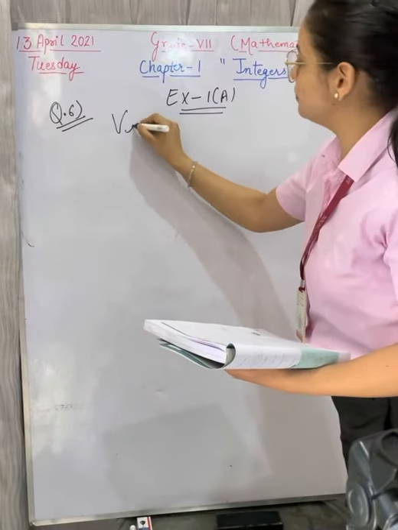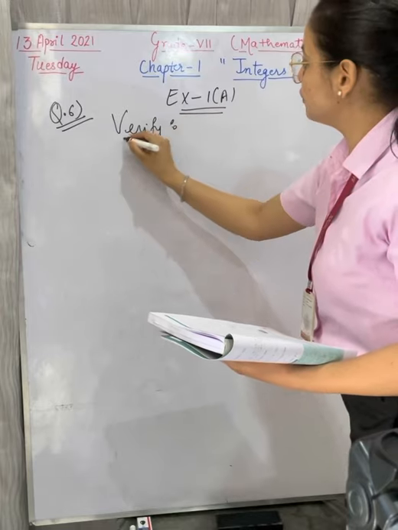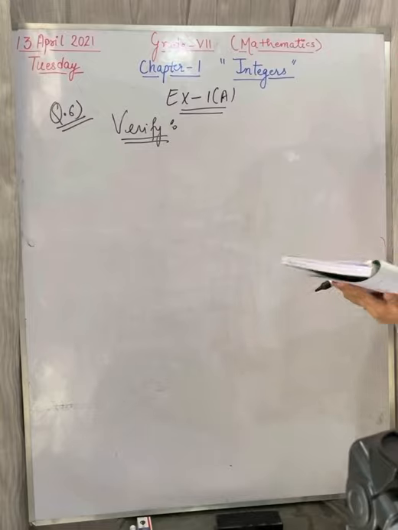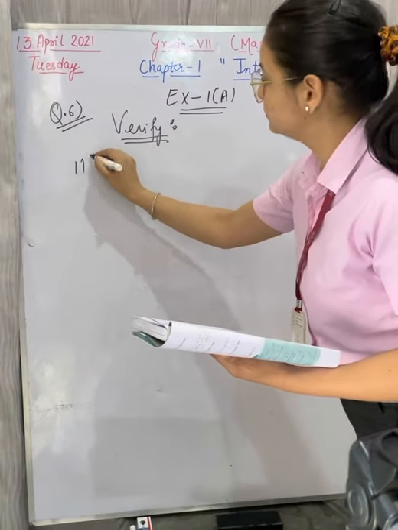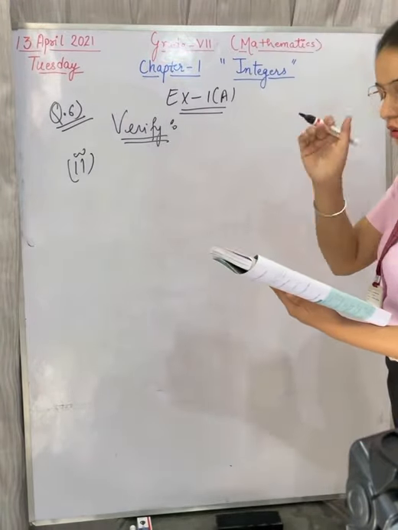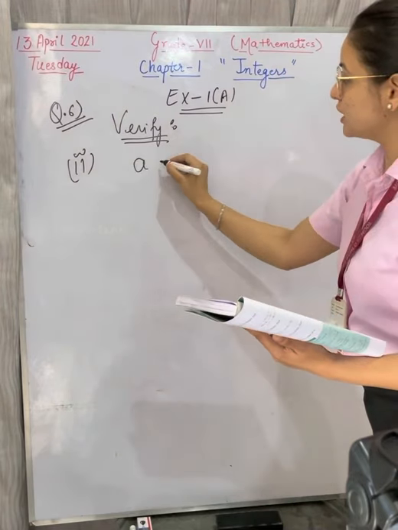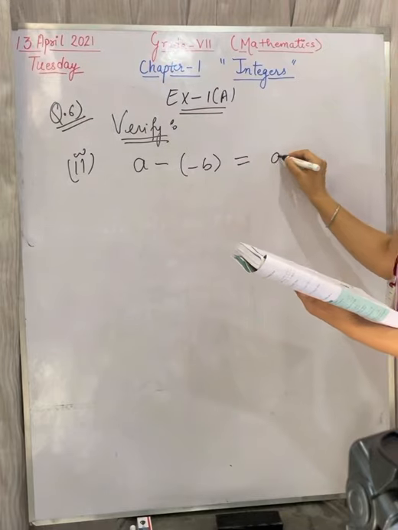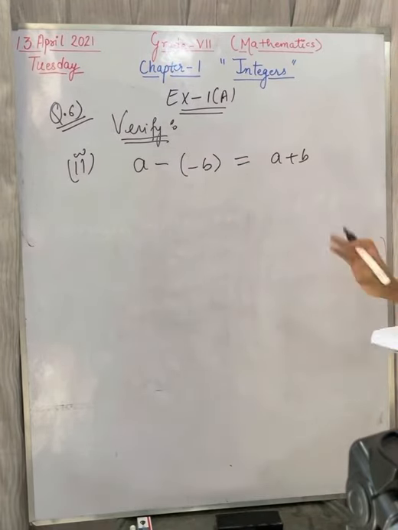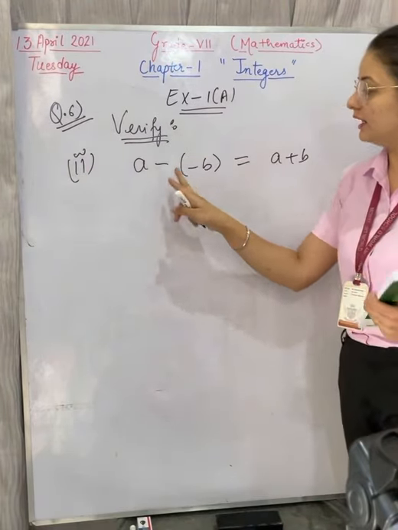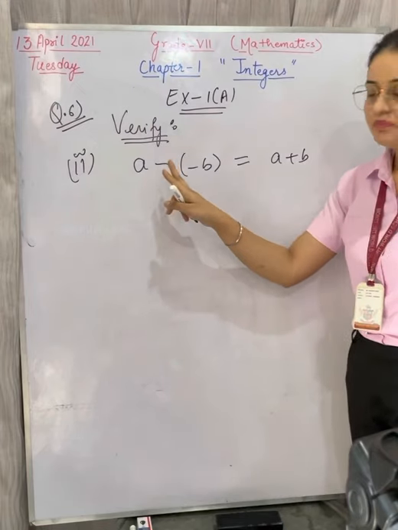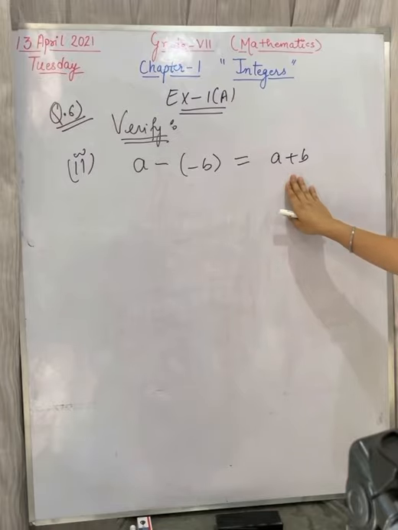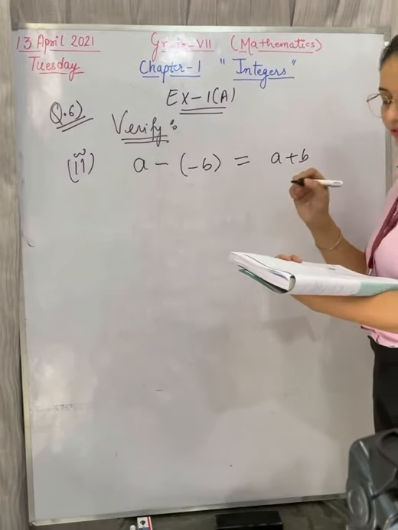The 6th question is based upon verification. You have to verify the terms. Suppose I'm doing this second part. One part I'll do, one part you will solve at home. The question is: minus (a minus b) is equal to a plus b. Obviously you know that if you open the bracket, the sign will change, and minus of (a minus b) is equal to minus a plus b. So you have to solve with the help of terms.